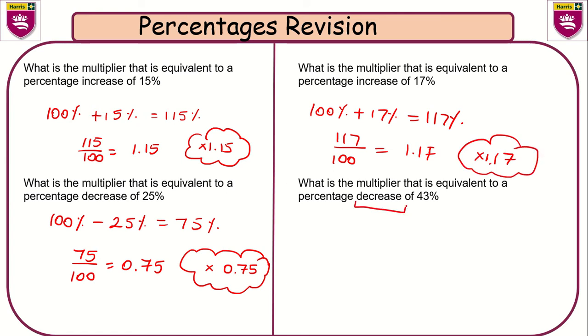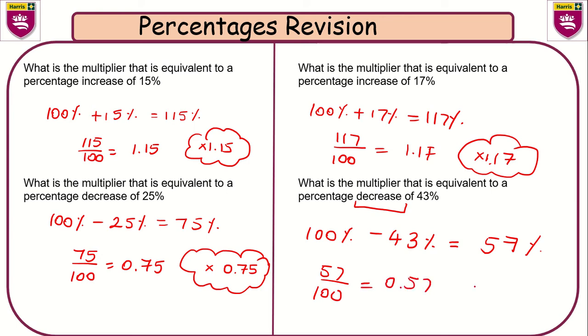This is a decrease. That means we need to take it away from 100. Right, 57%. 57 out of 100 is 0.57. So the multiplier of this is 0.57. You can check your answers now.